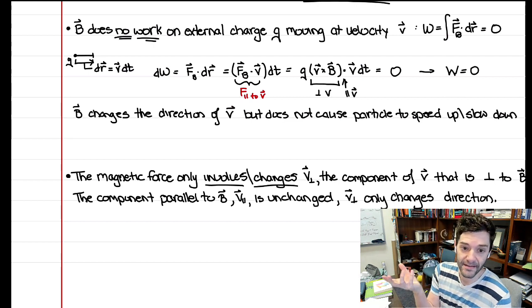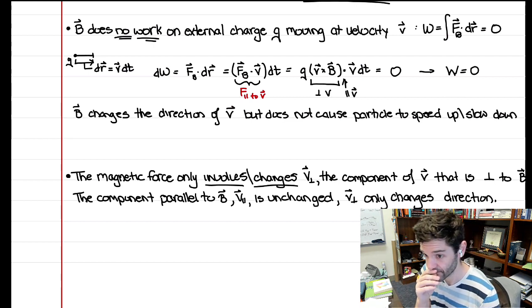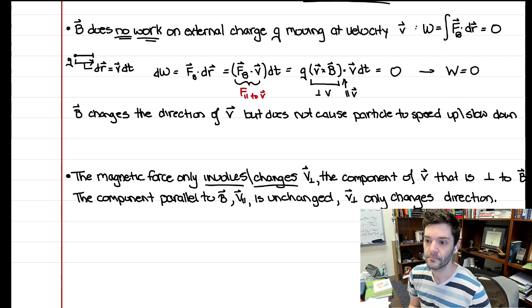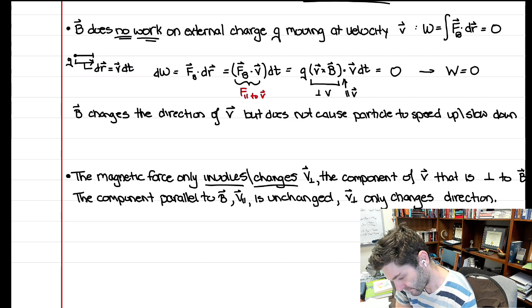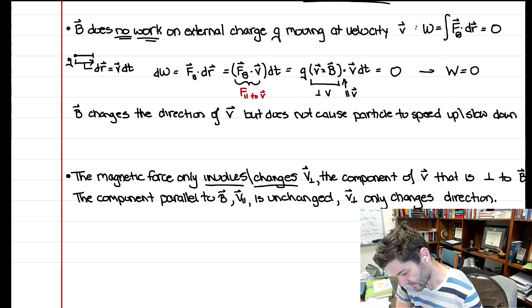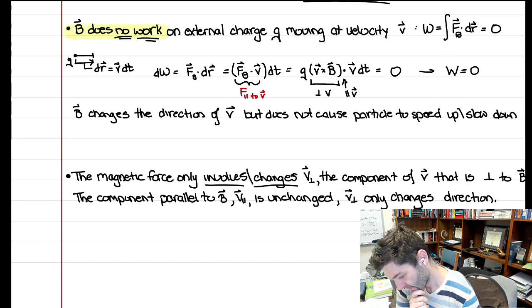Again, you can think of this as it changes the direction of the velocity vector, but it does not change the magnitude of the velocity vector. So that's a good result. Maybe we'll create a set of highlights for this lecture. So let's see. Right, B does no work. B only changes the direction of v.